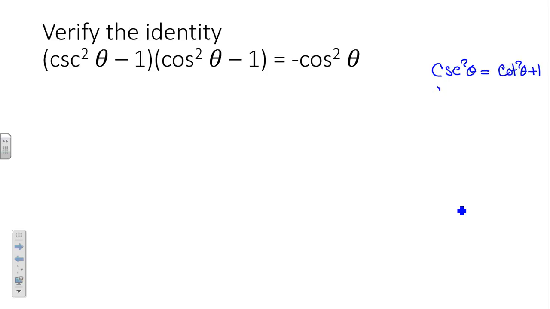Good. Cosine squared plus sine squared is 1. So if we bring that 1 to the other side, it'll be negative, and that would make it a negative sine squared theta. Okay? So this first one is nothing more than cotangent squared. The second one is a negative sine squared. So we simply use Pythagorean identities.